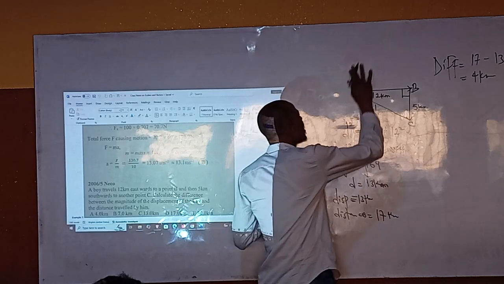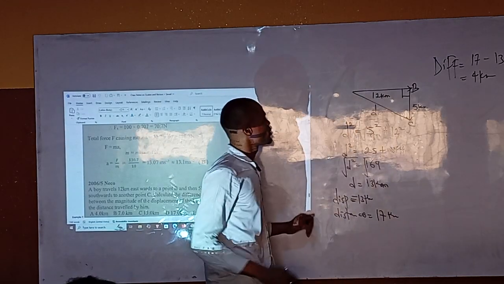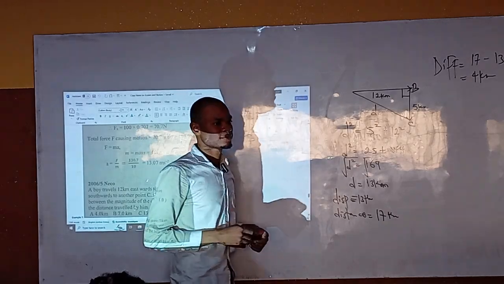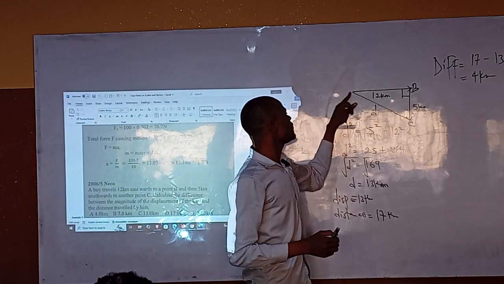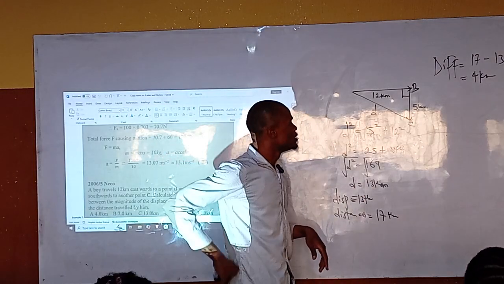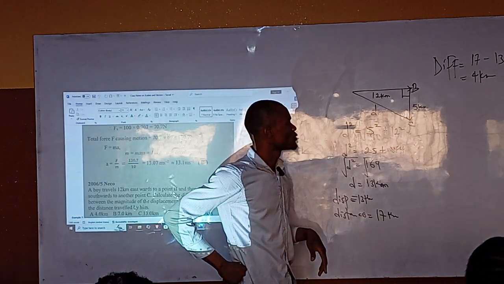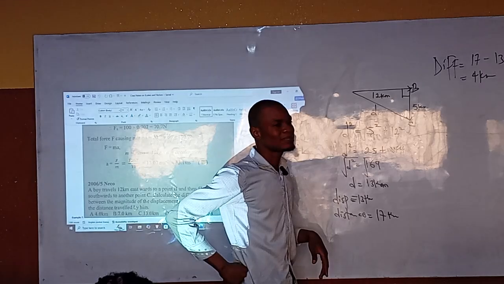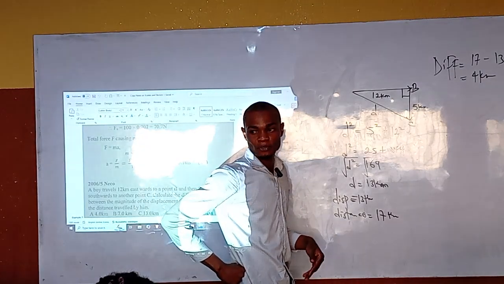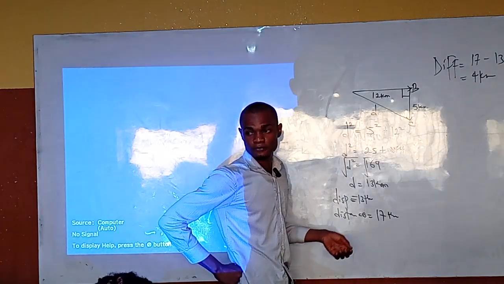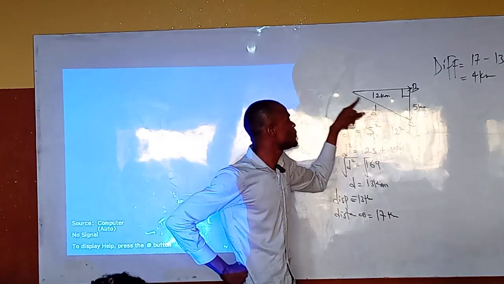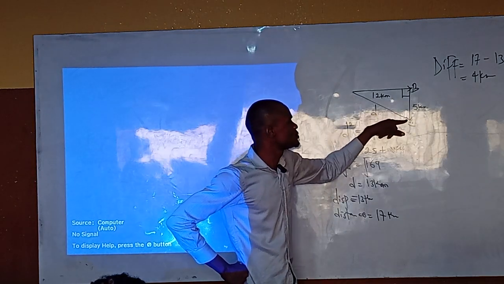Okay, before I draw it, how does the displacement go? Is it going from here to this place, or from here to this place? Listen. In a vector, displacement is the shortest distance between your initial position and your final position, right? Where is the initial position? Where is the final position? So the person is starting from this place to this place.